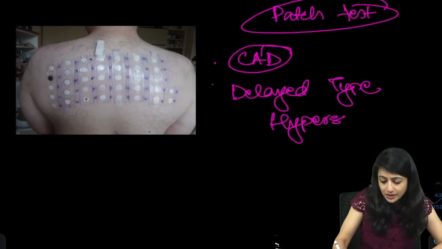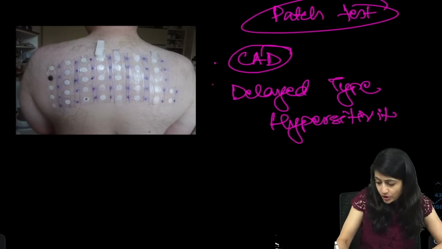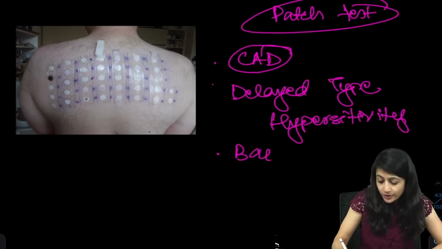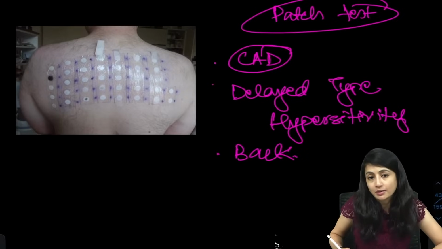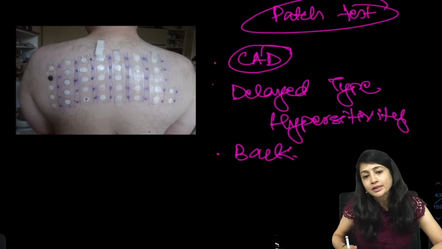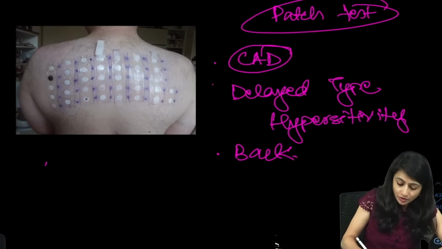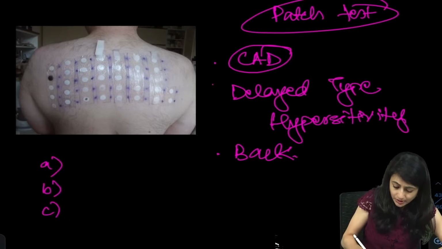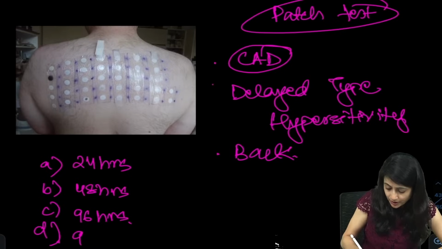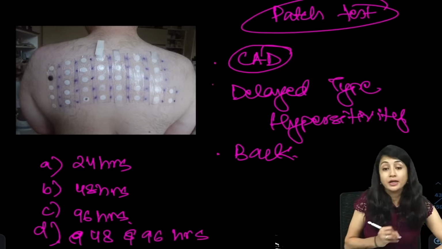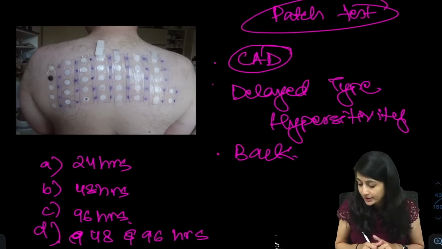Where do you do the patch test? You do it on the back. Okay. What is the ideal time to read a patch test? Tell me this. What is the ideal time to read a patch test? Okay, I'll give you options. B, C, D. 24 hours, 48 hours, 96 hours, 48 and 96 hours. A, B, C or D? Quickly.